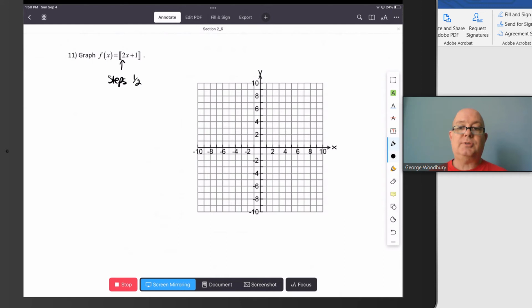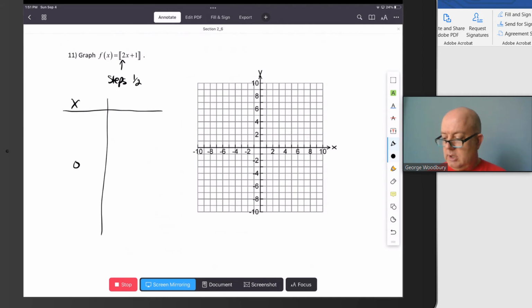I'm going to use a lot of different values, but I'm going to start part way down my table for x. Let's start at 0. It's the greatest integer function of 2 times 0 plus 1, which is just the greatest integer of 1. So when x is 0, y is 1. The next jump up should happen at 1/2. 2 times 1/2 is 1, plus 1 is going to be 2. So at 1/2, we jump up to 2.